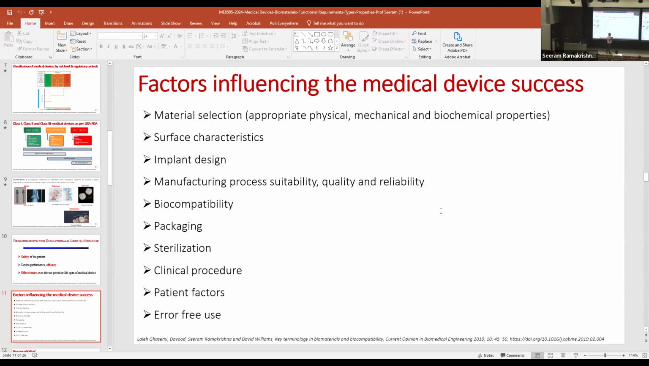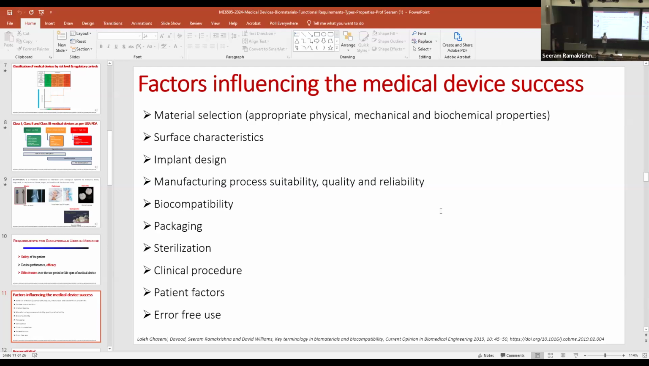Next, surface characteristics. If the surface is not appropriate, you would realize later on through the video that it would influence the success or failure of the implant. The material is good, that's fine, but the surface is not good. Maybe the roughness of the surface or certain chemical structure on the surface has a negative influence on the success of the medical device. Similarly, implant design: sometimes the design has very sharp edges, and that may not be viable because, for example, the local host tissue gets damaged. So the implant design is very important.